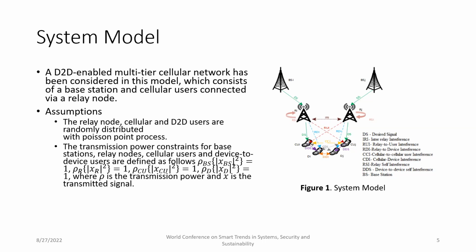So in order to remove all these interferences, we use successive interference cancellation technique in the receiver side. So there are different assumptions which we have made throughout our research. The relay node, cellular and device-to-device users are randomly distributed, and it's using Poisson point process. And the transmission power constraints for base station and relay node, cellular users and device-to-device users are defined as follows. It's given by the equation which is shown in the figure, where rho is the transmission power and x is the transmitted signal.